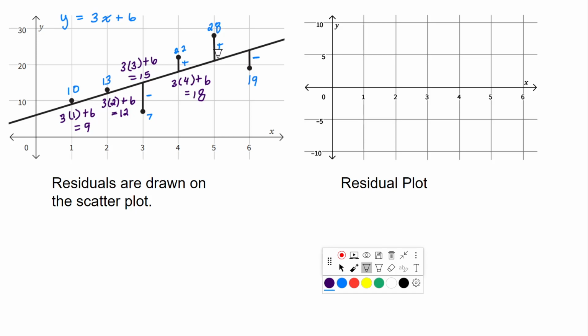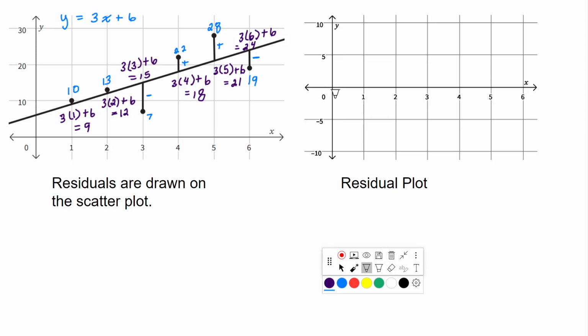For this fifth point, we have 3 times 5 plus 6. 3 times 5 is 15 plus 6 is 21 for the prediction. And for our sixth point, we will have 3 times 6 plus 6, so 3 times 6 is 18, plus 6 is a prediction of 24.